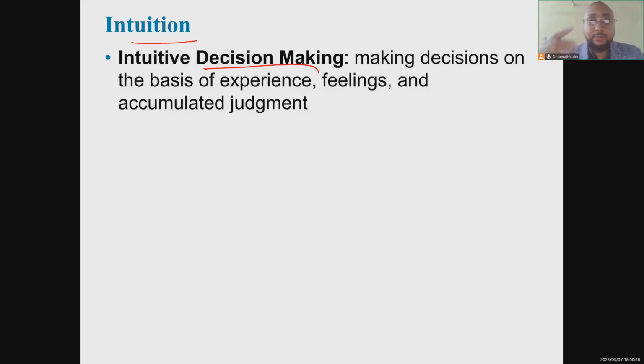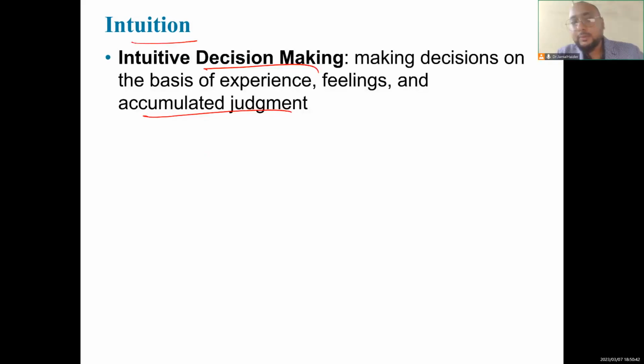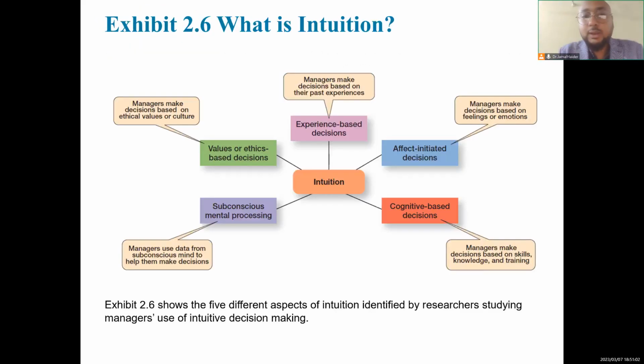Your experience, your feelings, your judgment. So it means in order to go for intuition, you must have some experience, prior experience, prior feelings, and you must have some kind of accumulated judgment. We'll see one by one. So rather than going towards rational decision making, gather information and all those things, weighted average, and that's it.